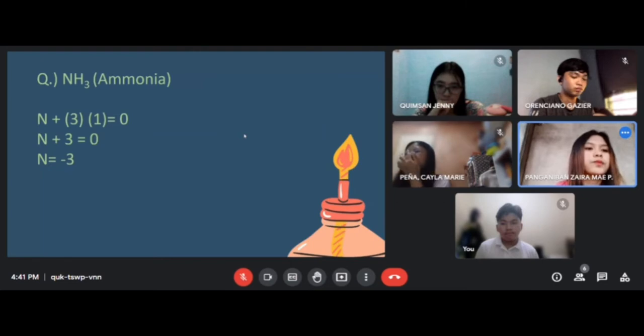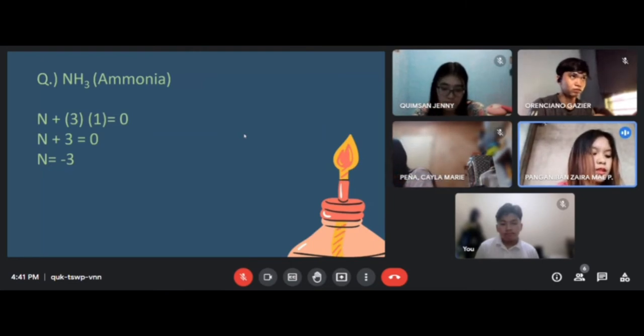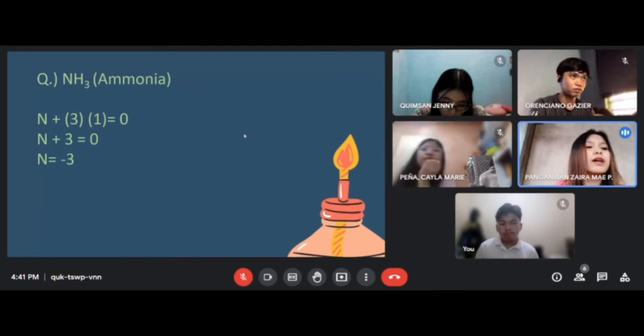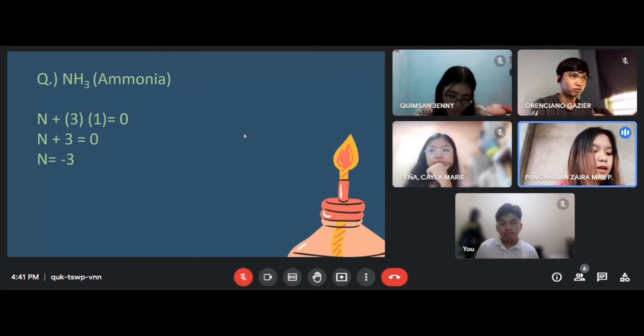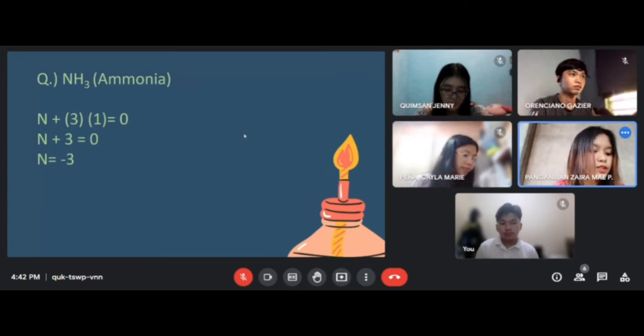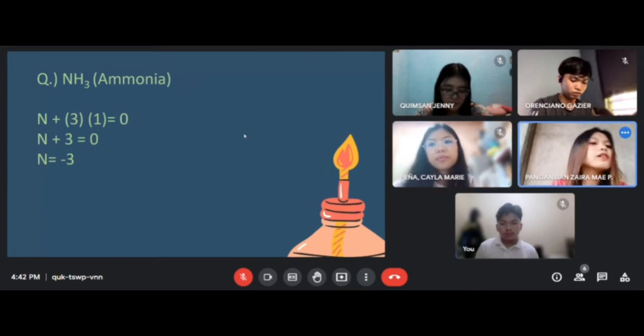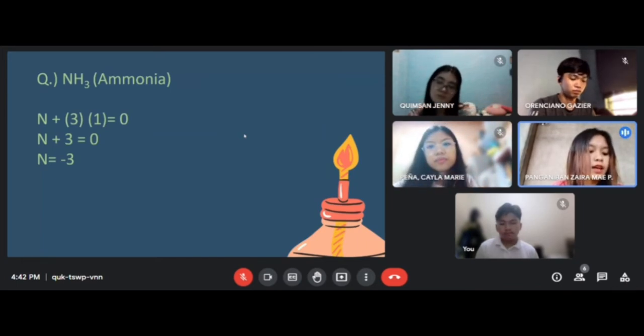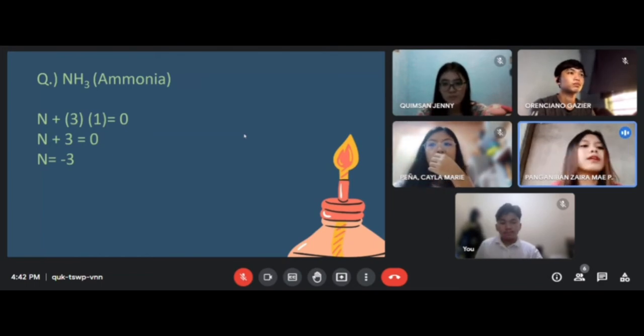Letter Q. Ammonia. Dito naman po sa NH3, since mas electronegative ang nitrogen kaysa sa hydrogen, so ang nitrogen natin ay partial negative and ang hydrogen is partial positive. N plus 3 times oxidation number of H, which is 1, equals 0. Then nitrogen plus 3 is equals to 0. Then transpose lang po natin. So, nitrogen is equals to negative 3.